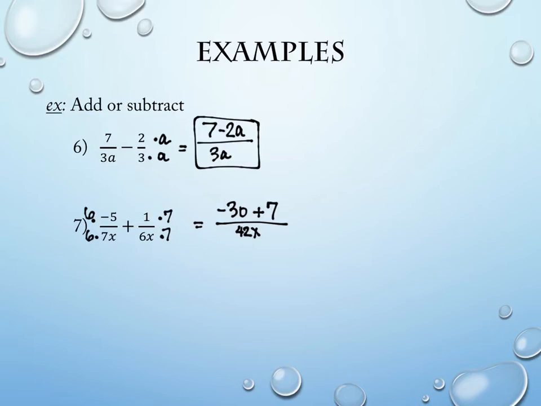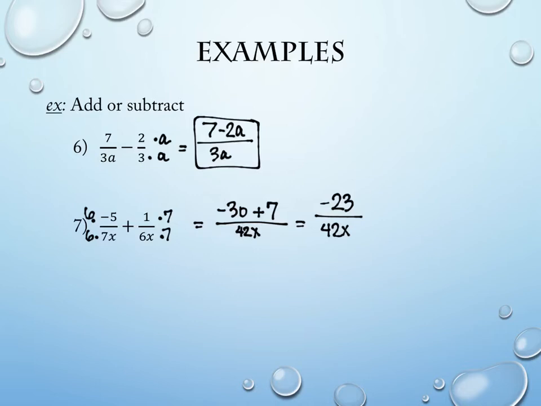Okay. But on this one, at this point, I can simplify something, so I will. What is negative 30 and positive 7? 23. Wait, why is it positive? Sorry, it should be negative because I wasn't zoomed out. It's my fault, I wasn't paying attention. Yeah, it's negative 23 over 42x.